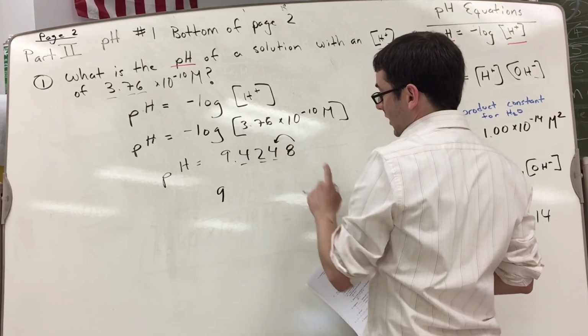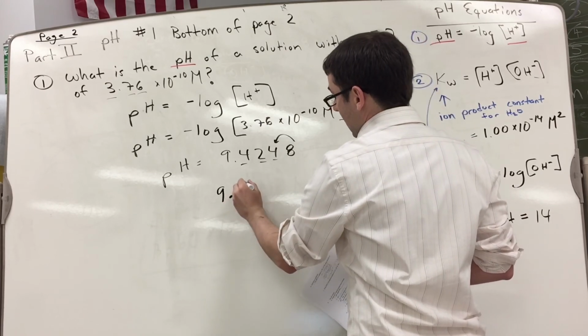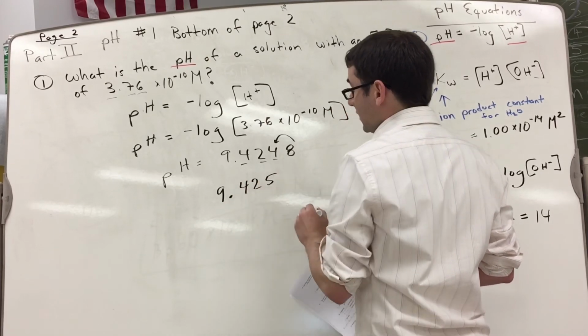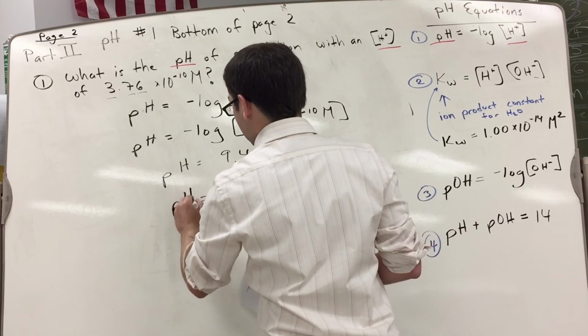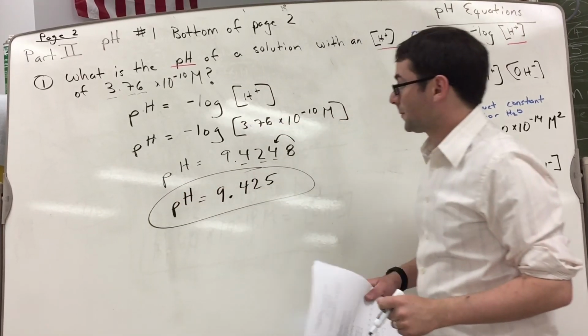So this is an 8, that rounds that to a 5. So that means we have 9.425. That happens to be our pH and the answer. There you go.